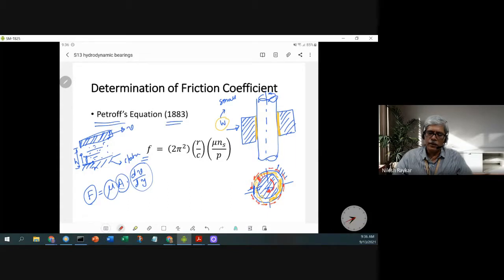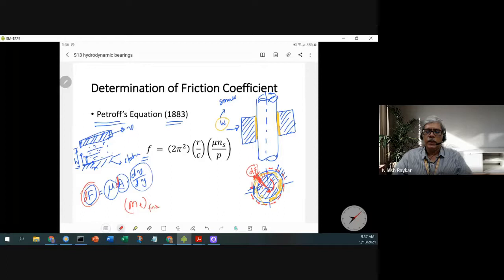So dF is equal to dA times dv by dy in the radial direction. That way we get the force generated, and this force multiplied by the radius will give you the torque. So the frictional torque which will act on this particular bearing can be determined in terms of dF multiplied by the radius.